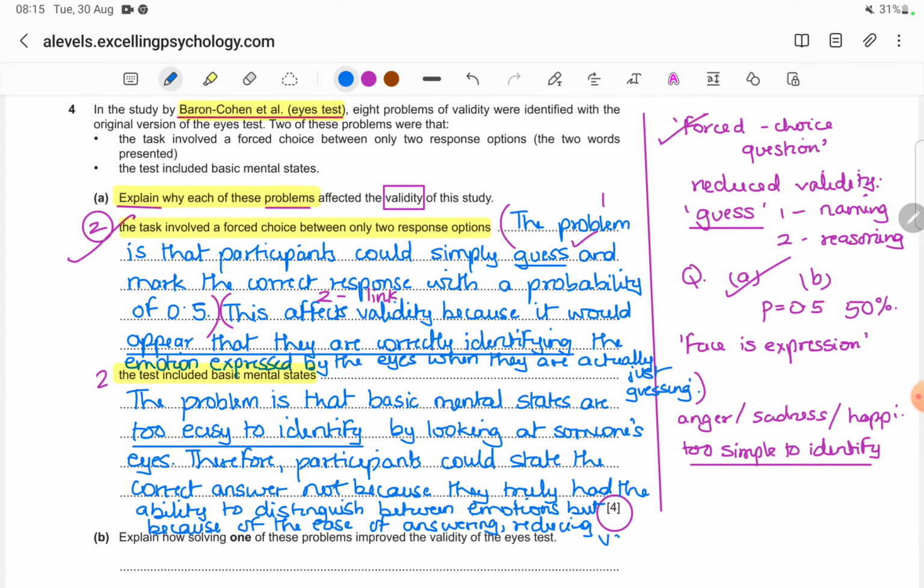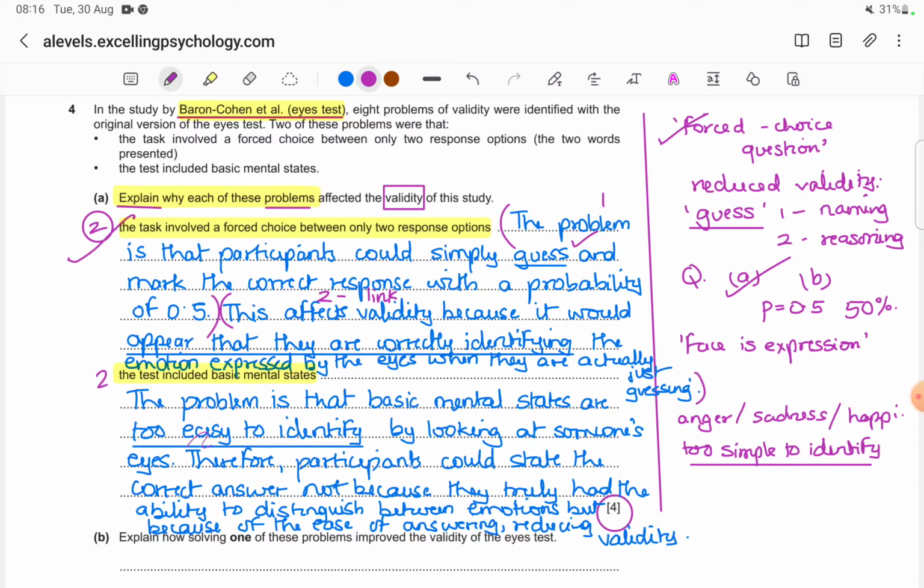Okay, when does validity get reduced or confounded in general? When something interferes with the results, which should not. Here we want participants' ability of understanding and differentiating between emotions to determine how they answer on the test, but it's something else, either the ease of the items or guessing, which is causing them to answer better.